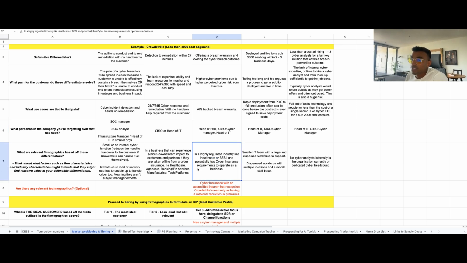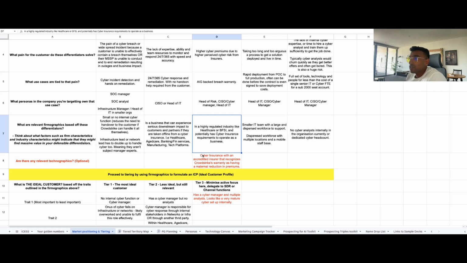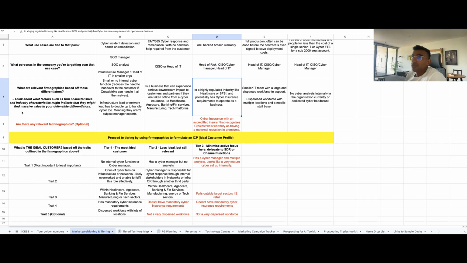What would be the firmographic traits, right? Well, you think about anyone in a regulated industry like banking, financial services, healthcare, which are highly regulated. They had to have cyber insurance. Most of them are regulated to have cyber insurance, so they would probably be pretty interested in this. That was a firmographic trait I was looking out for. So anyways, you work down this and you can find out the firmographic traits.